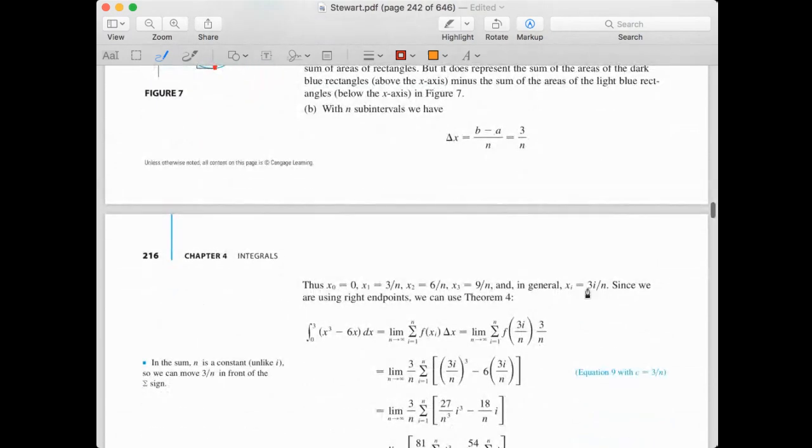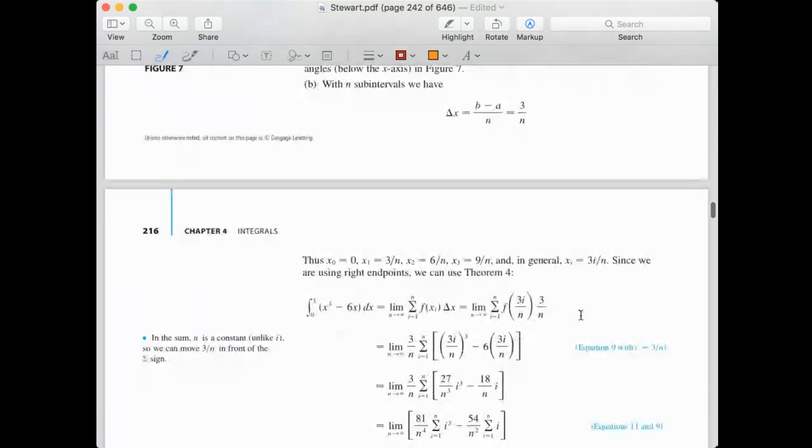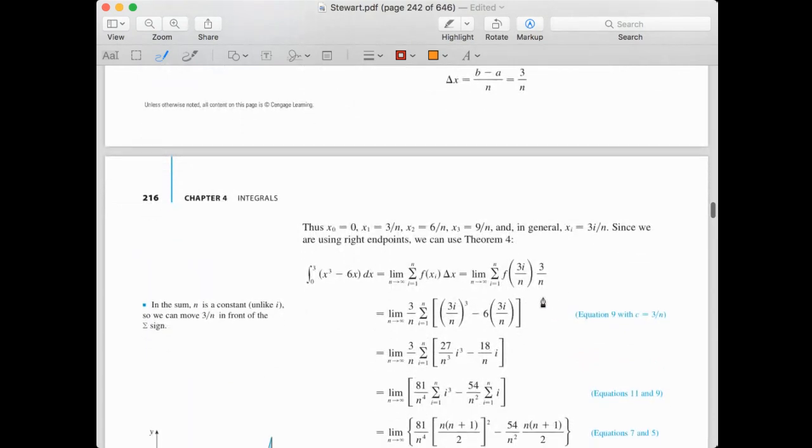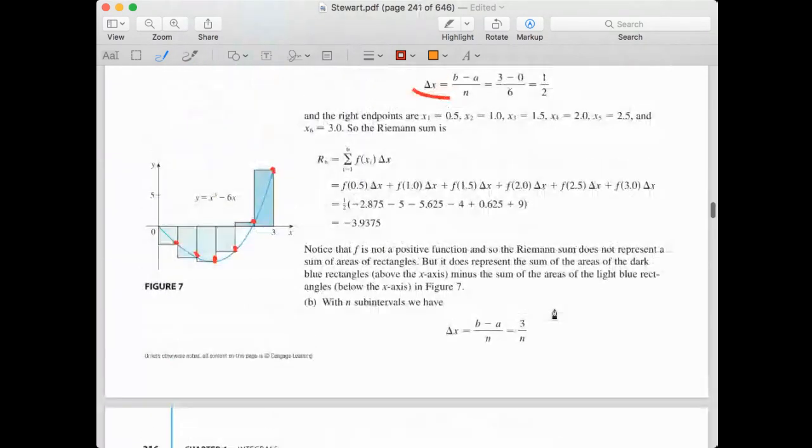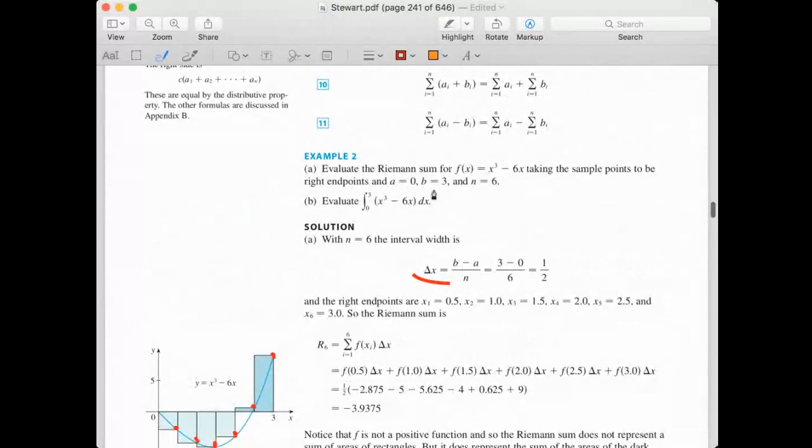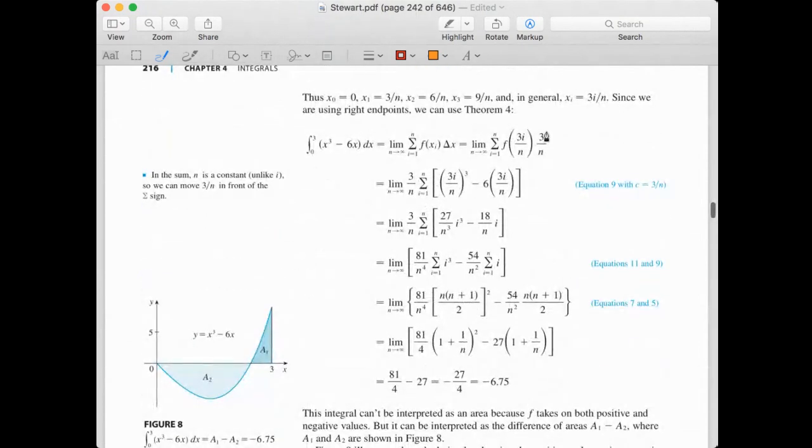So we have to do a little bit of calculation. In general, xi equals 3i divided by n, because we're cutting into n pieces, right? Then multiply by 3 over n. Because we're cutting [0, 3], b is 3, a is 0, 3 minus 0, which is 3, 3 divided by n. So in general, cutting into n pieces, the width of each rectangle is 3 divided by n.